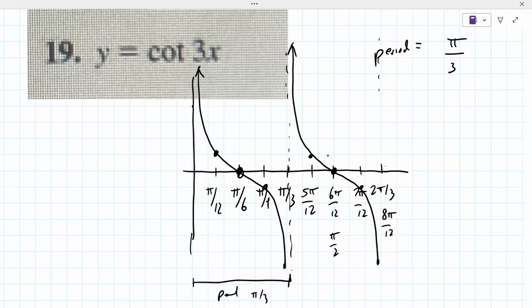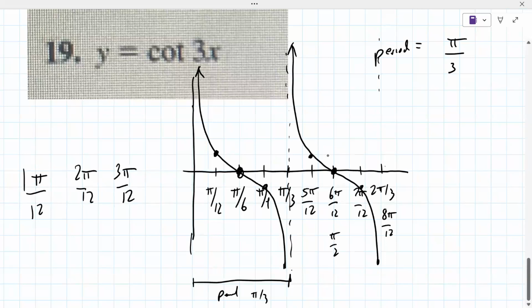How did you find out that it was pi over 4 for that section? Sorry, it's just incrementing by pi over 12 each time. 1 pi over 12, 2 pi over 12, 3 pi over 12. That's what each of these are. And then some of them simplify, like that one obviously simplifies to 3 pi over 12.